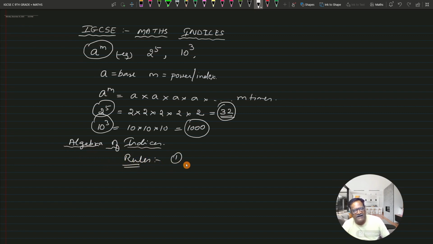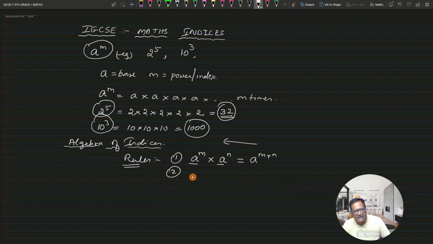Rule number 1 is, suppose you have a number of the form a raised to m, and you multiply this by a raised to n. Remember, here the bases are the same but the indices are different. So a raised to m multiplied by a raised to n will give you a raised to m plus n. Most of the time you will have to use the reverse of this, remember.